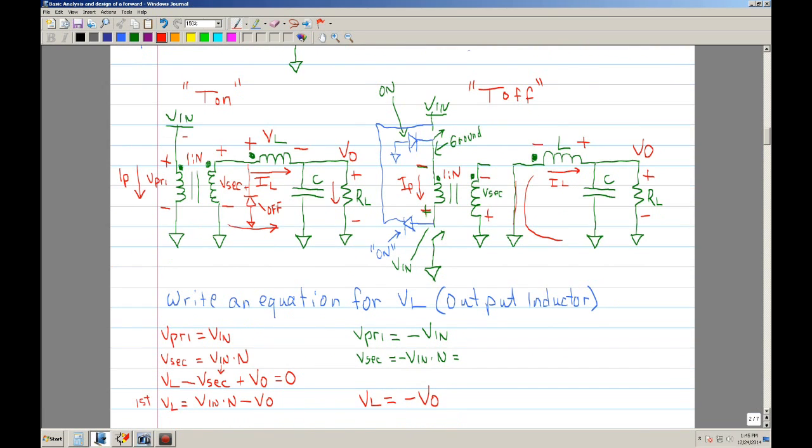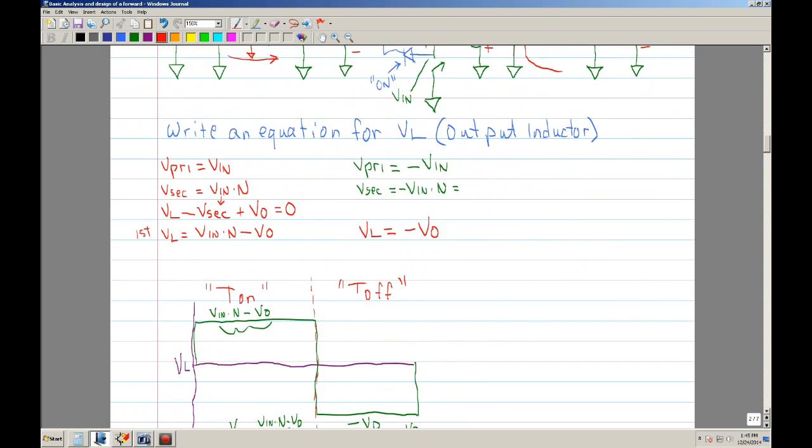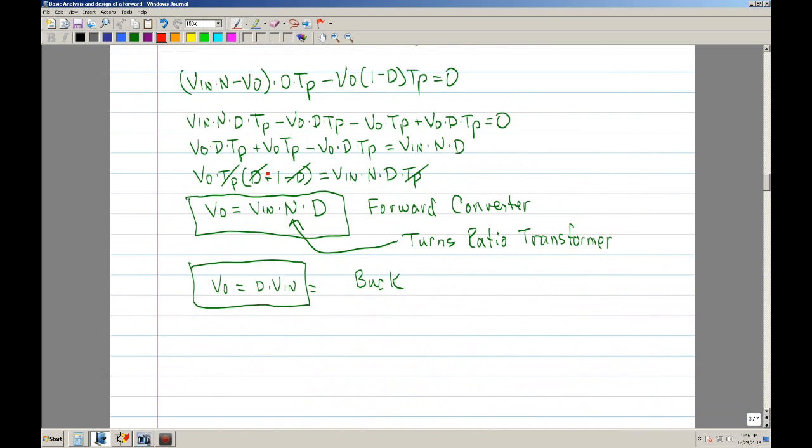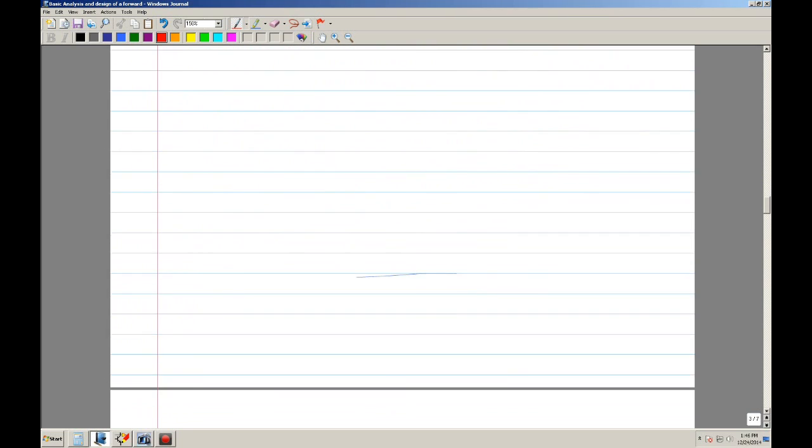You use the volt-second rule to equate the voltage across the inductor during T on and the voltage across the inductor during T off. And you end up with an equation, and basically you end up with this transfer function, which is V out is equal to input voltage Vin times NR, which is the turns ratio, and then D is the duty cycle of your PWM.